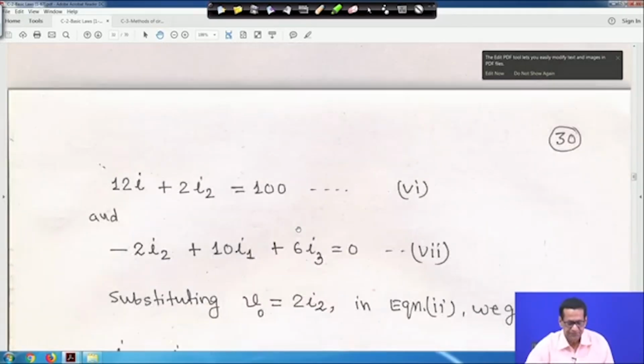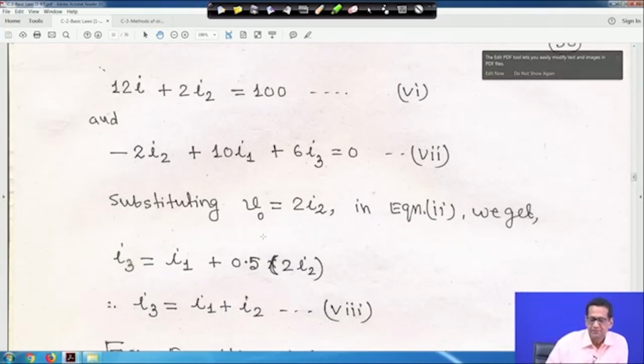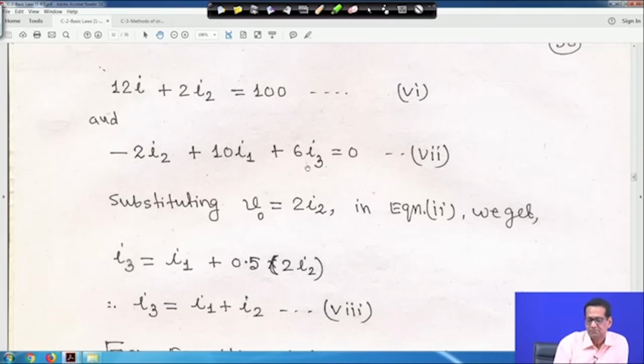If you do so, you will get that 12 I plus 2 I 2 is equal to 100. This is your equation 6, and another one you will get: minus 2 I 2 plus 10 I 1 plus 6 I 3 is equal to 0. This is equation 7.